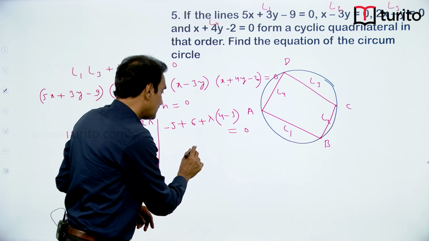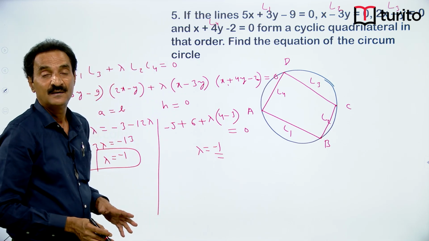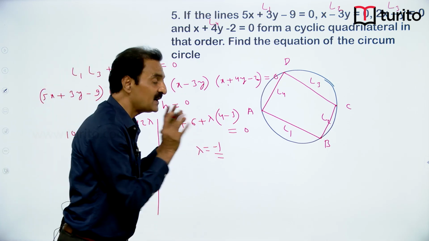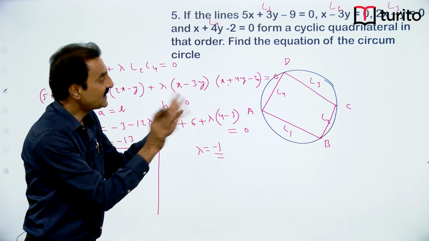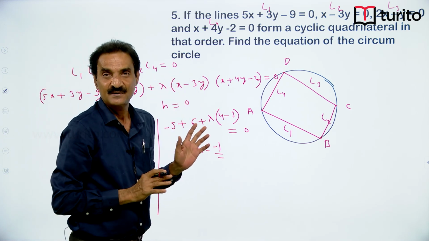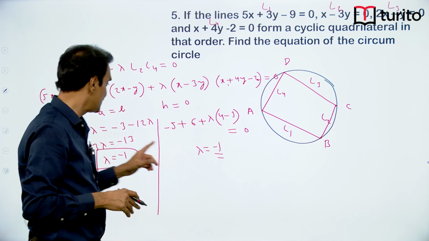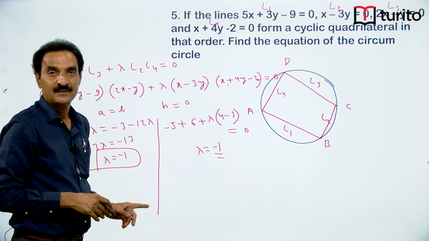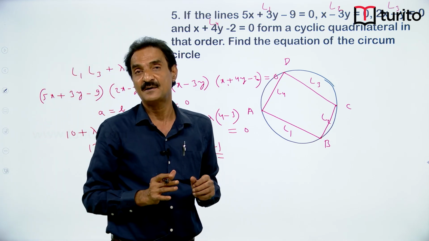Now what are you getting? Again lambda is equal to minus 1 you should get. What if you get a different value of lambda? Simply it is not a cyclic quadrilateral. If you take some random lines as L1, L2, L3, L4, they may not form a cyclic quadrilateral. In that case, we get different values. So in this way we can check whether they form a cyclic quadrilateral or not.